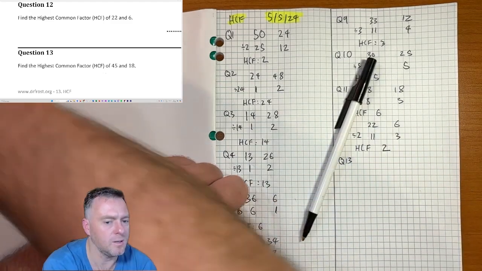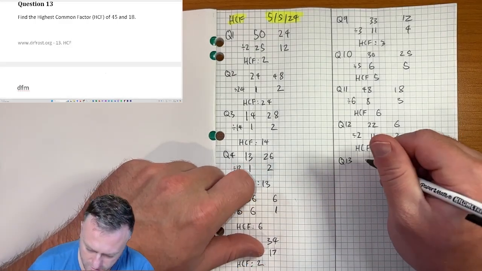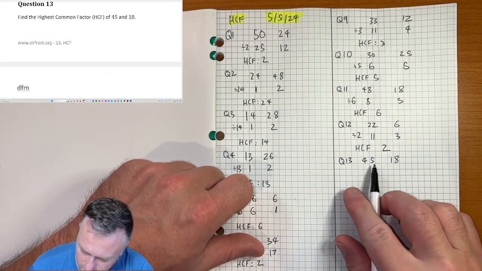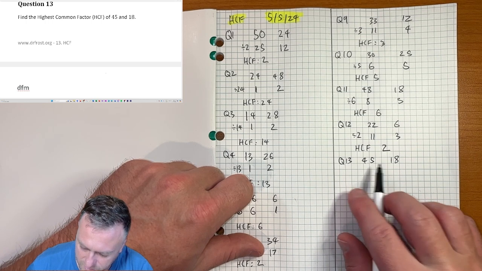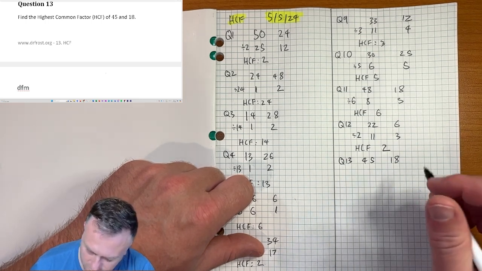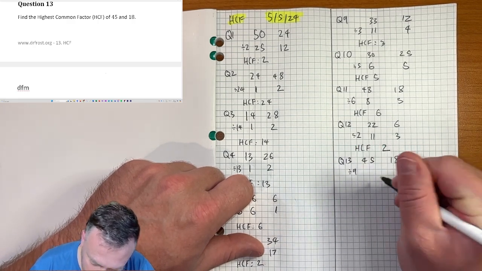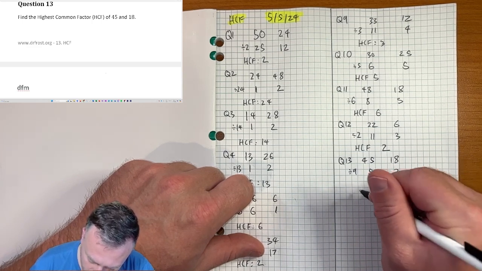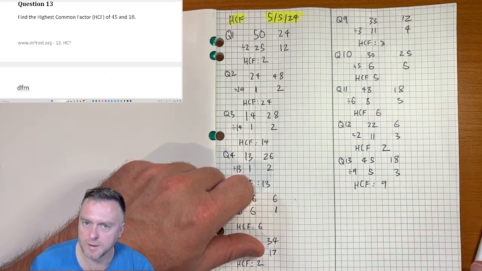Question 13. Highest common factor of 45 and 18. So we've got 45, then we have 18. 9 times 5 is 45, and 9 times 2 is 18. So we can divide both these by 9. So then we get 5 and then 2. So then the highest common factor in this case is just 9.